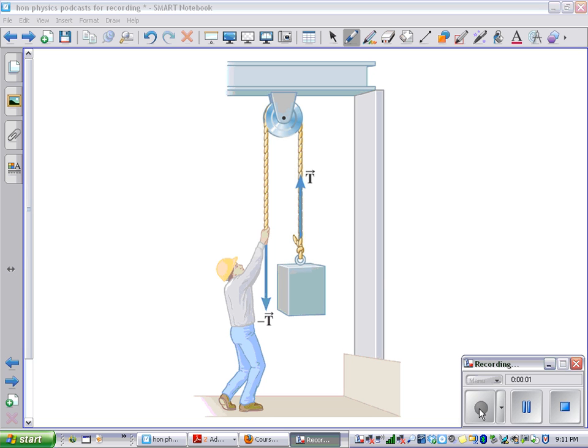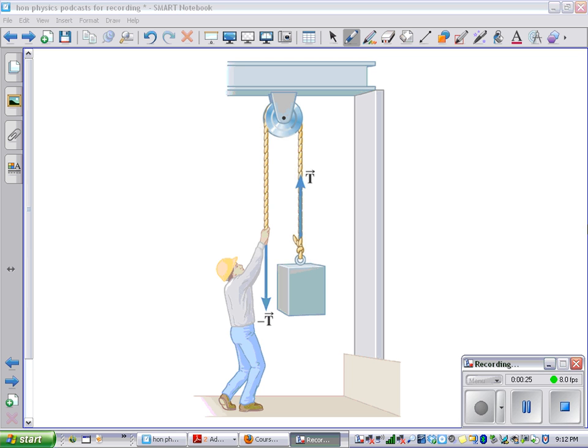Introduction to free body diagrams and also to talk about tension and acceleration of objects that are connected by the same rope. If we're going to analyze this situation, which is the worker pulling on the rope, which goes over a pulley to lift the block, we have to consider the two objects, which is the worker and the block.